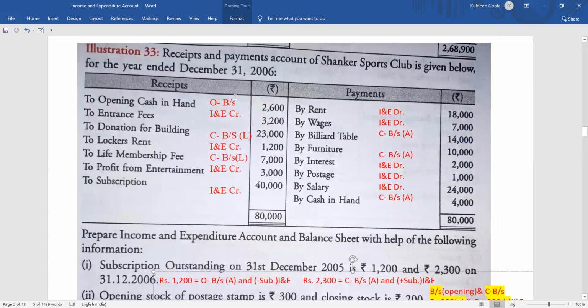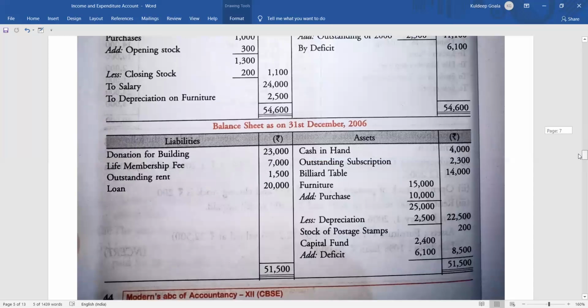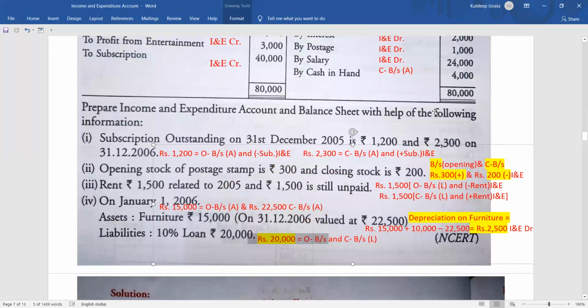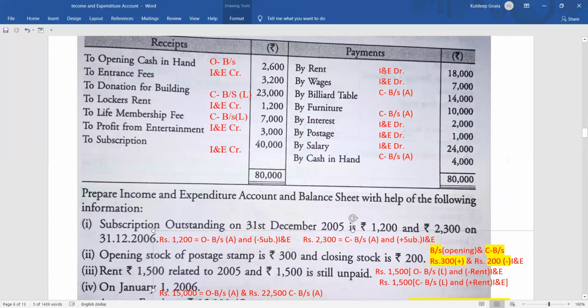What is there? Balance sheet, closing balance sheet liability side, we have got life membership fees of 7,000. Okay, so life membership fees of 7,000 will come in the closing balance sheet liability side, life membership fees 7,000. Okay, then let's go to the next one. Where is that? Closing balance sheet liability side. Let's find out where it is.